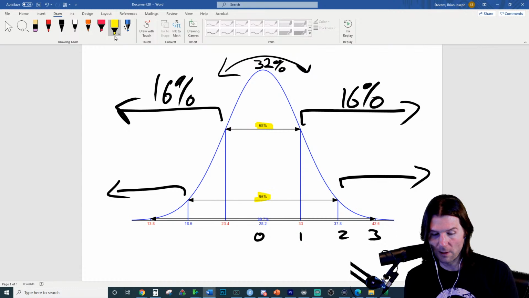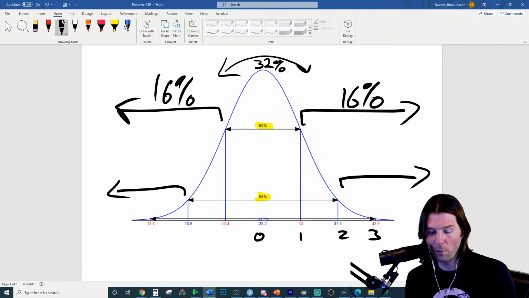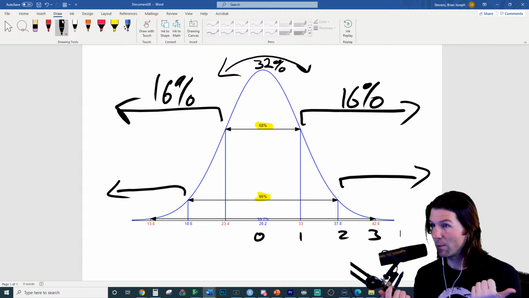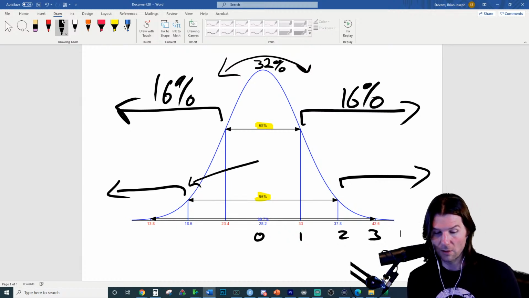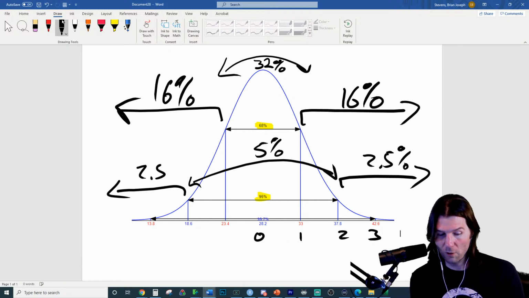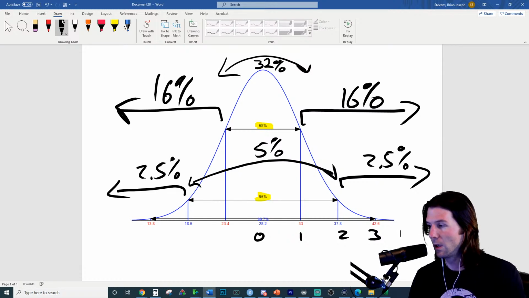Because now when we do this, what is the area outside of this? So if 95 is inside, 5% total outside. So 95 inside, then that leaves 5% total on the outside, and that puts 2.5 on either side. Now here's where people usually get confused on this one.